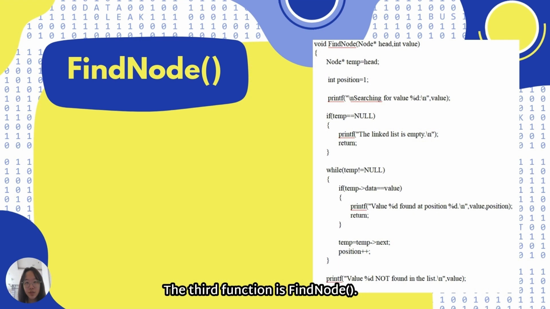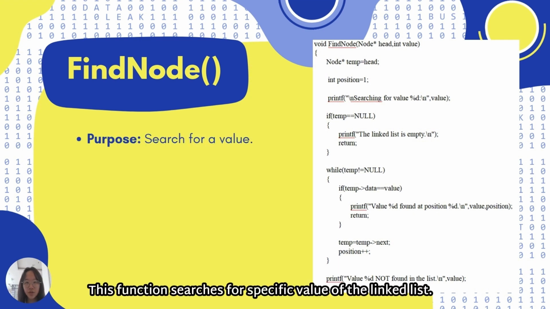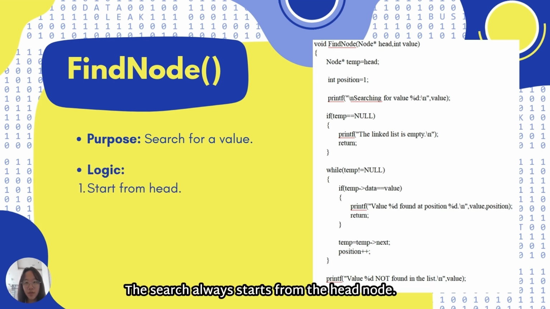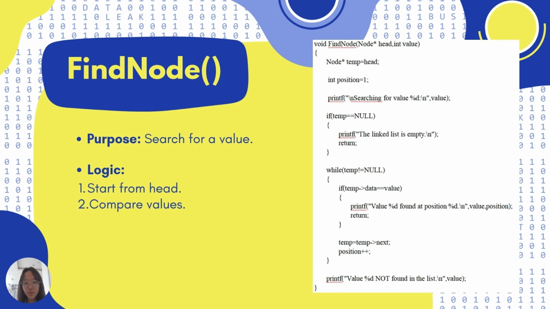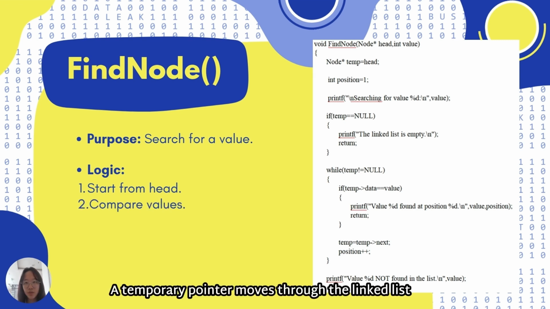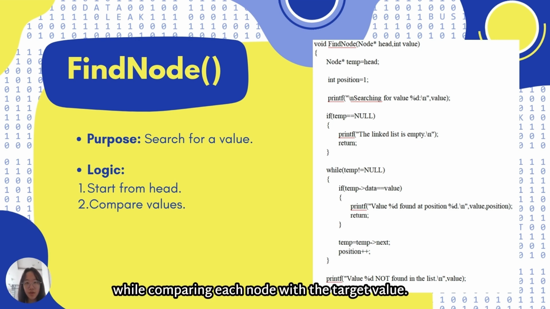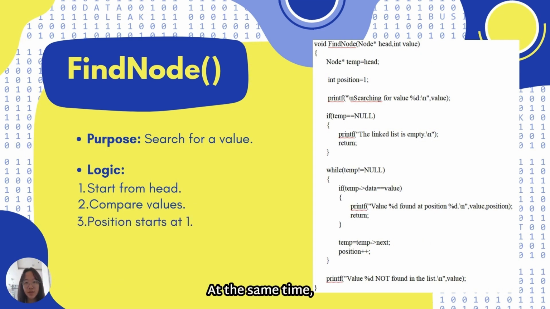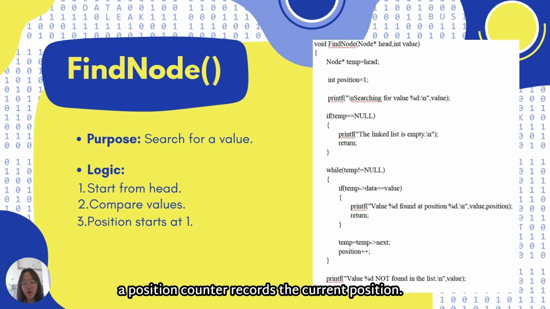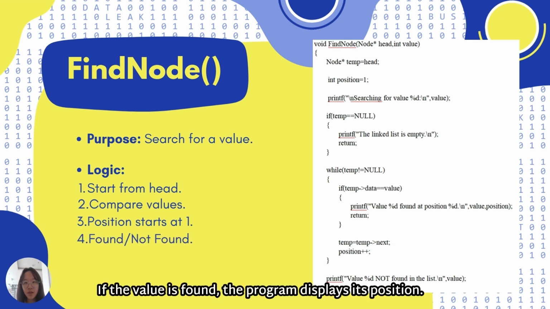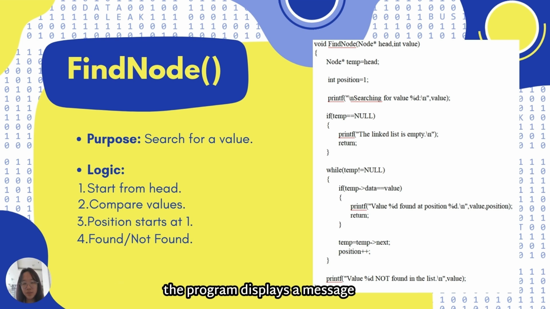The third function is find node. This function searches for a specific value in the linked list. The search always starts from the head node. A temporary pointer moves through the linked list one node at a time while comparing each node with the target value. At the same time, a position counter records the current position. If the value is found, the program displays its position. Otherwise, after reaching the end of the linked list, the program displays a message indicating that the value was not found.